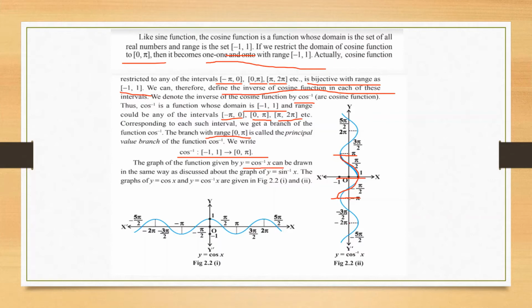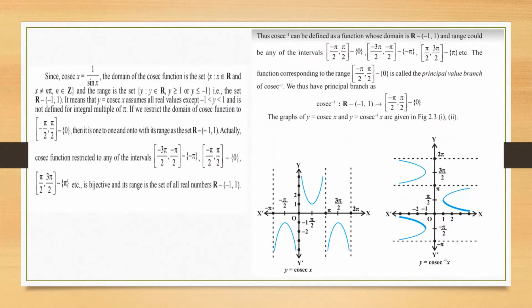So this is the graph of cos x. You can see from here that in this span the function is behaving bijective, as we discussed. But for the principal value branch, which is 0 to pi, this is the principal value branch. And this is the graph of cos x, and both are mirror images, as with sine inverse.